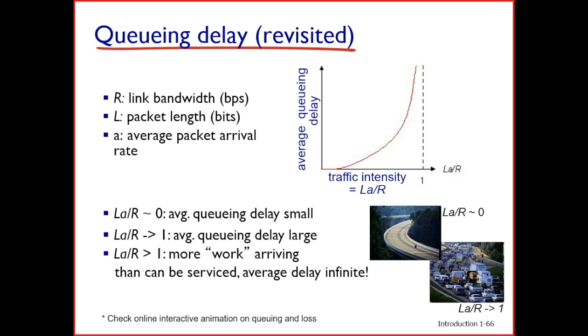However, if we want to have the information about queuing delay, how do we get it? Here we have the curve, average queuing delay and traffic intensity. Traffic intensity, maybe this is a new term. What does traffic intensity mean? If we have the packet length L, and the rate A at which packets arrive at the queue here, and we have the capacity R.